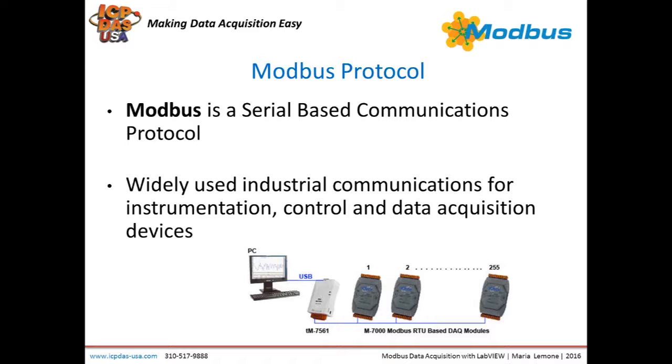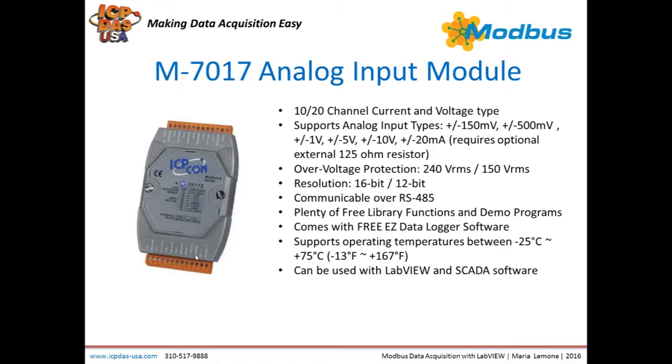Modbus RTU is a widely used serial-based communications protocol that allows for communication between many devices connected to the same RS-485 network. Modbus RTU is widely used in industrial environments and in serial RS-485 networks. They support up to 255 devices in one network.